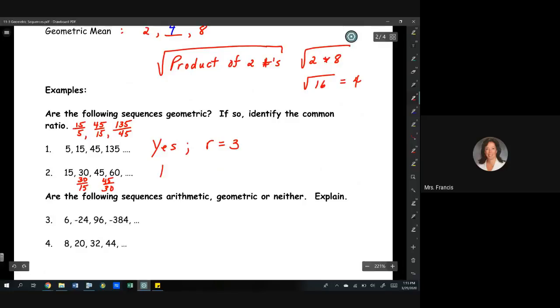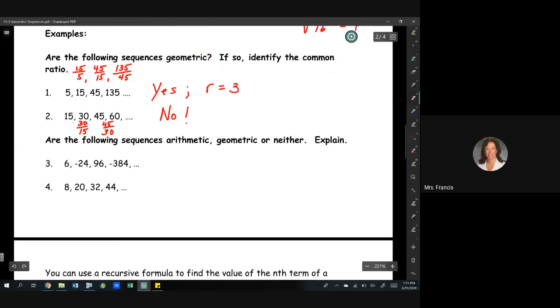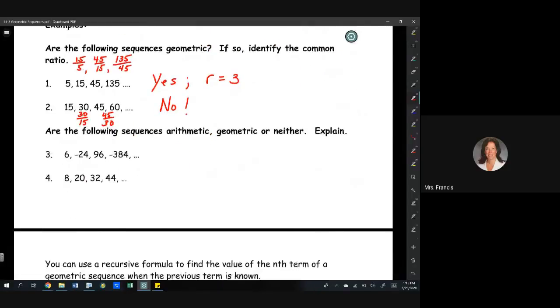So we know this is not geometric. All right, now we could take it up a notch a little bit. Are the following sequences arithmetic, geometric, or neither? So if you recall from our lesson on arithmetic sequences, we want to see if there's a common difference between terms. So I'm going to look at the common difference first.